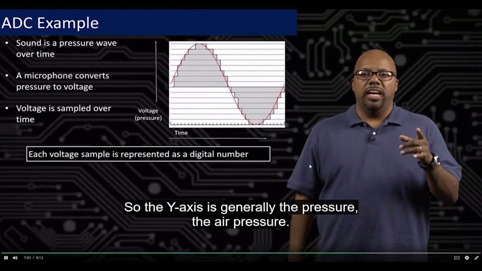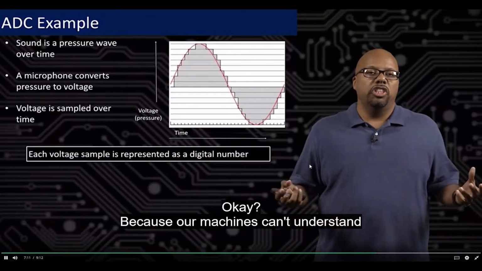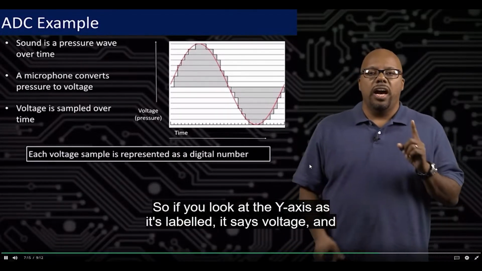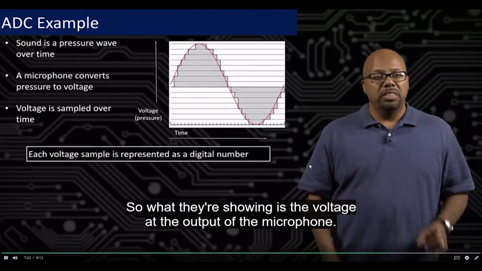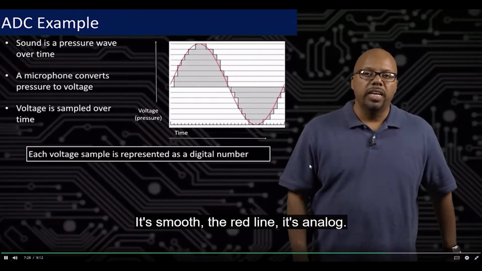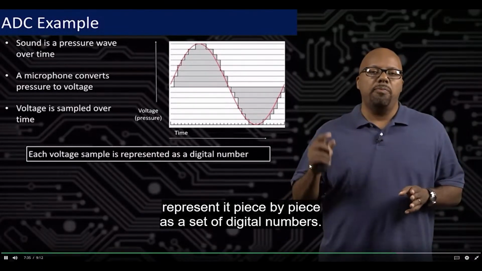The y-axis is generally the air pressure. Now, the job of a microphone is to take that pressure and convert it into voltage, because our machines can't understand pressure, they read voltages. So if you look at the y-axis as it's labeled, it says voltage, and then in parentheses pressure. What they're showing is the voltage at the output of the microphone. But still it's an analog waveform, it's smooth, a red line, and it changes smoothly over time. Now, the analog to digital converter will take that waveform and represent it piece by piece as a set of digital numbers.